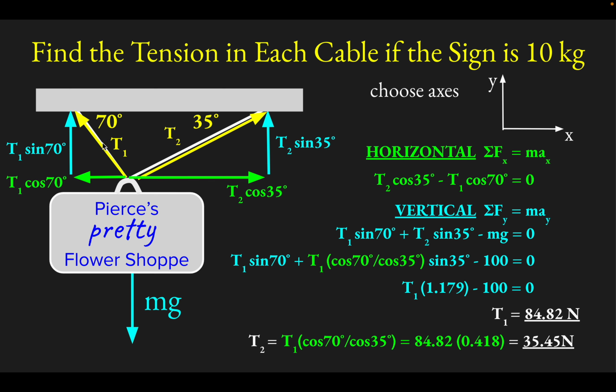Notice that T1 came out larger. T1 is doing most of the job of supporting the weight of this thing, since it's oriented a little bit more vertically. So T1 is doing most of the lifting. T2 is helping a little bit.